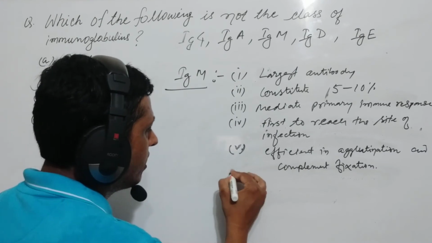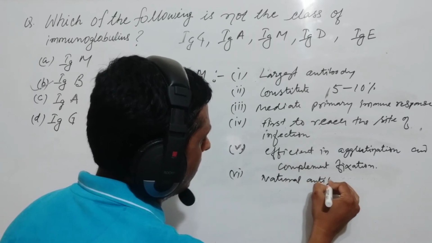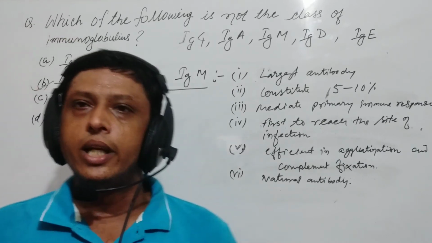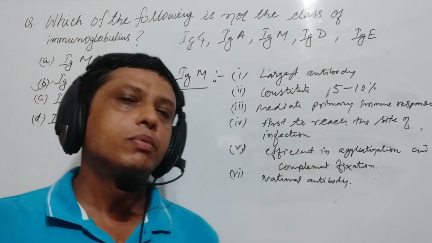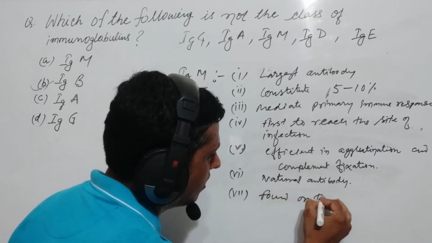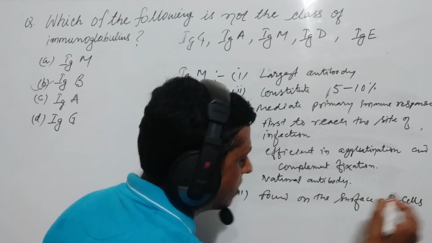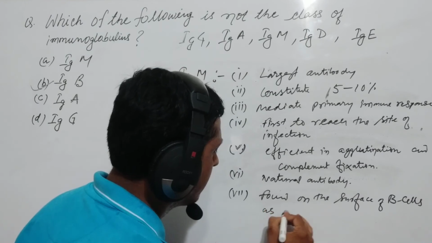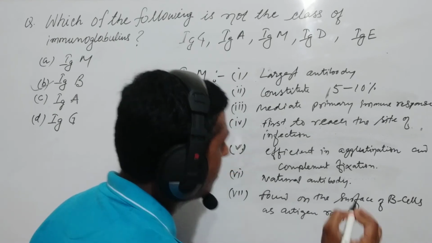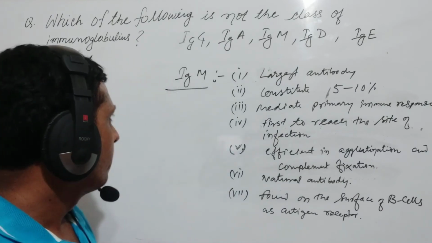A very important thing is that IgM is the natural antibody. They are found on the surface of B cells as antigen receptors. Alright, so this is about IgM.